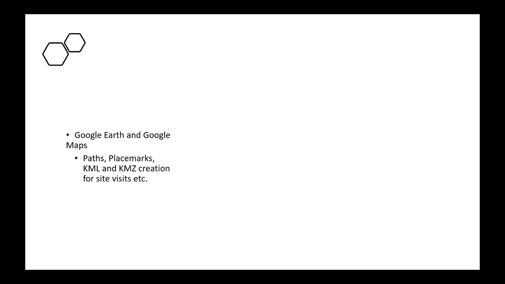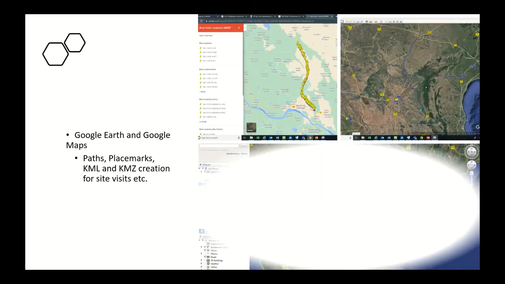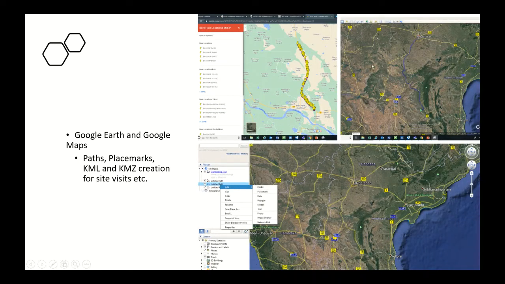Then there is Google Earth and Google Maps. As I said in the introduction, in Google Earth you can see from and to destination, path creation, and then KML and KMZ creation for site visits. After that, placemarks, measuring the distances, and measuring the elevation, showing the elevation profile. This is especially used for bypass options. While doing the bypass options, you may use Google Earth. So basic understanding, like how to create pins and all those things, you should be aware of.